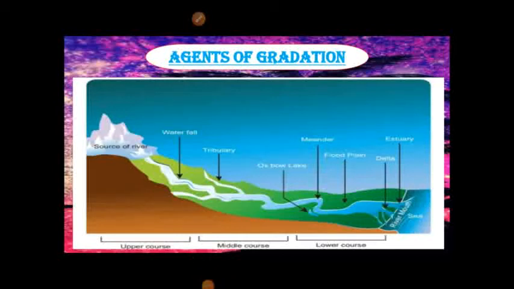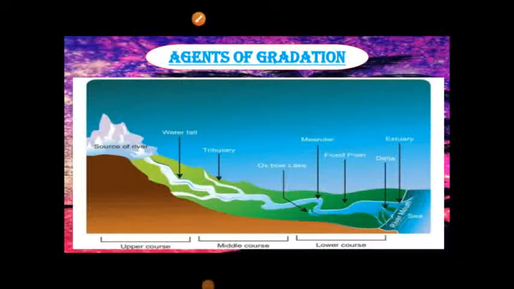Courses of a river. Rivers generally originate from mountains and end in a sea or lake. The whole path that a river flows through is called its course. The course of a river is divided into the upper course, the middle course, and the lower course.